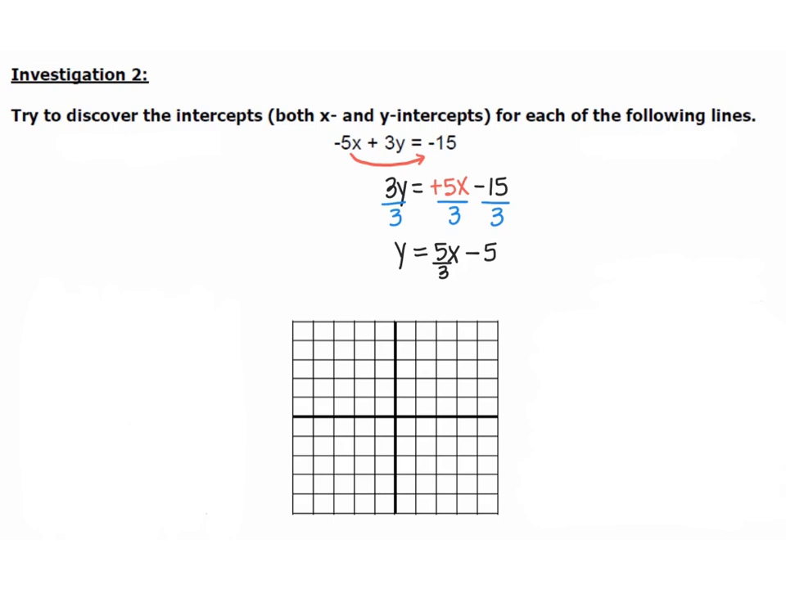We'll plot this by beginning at the -5 for the y-intercept or the b value, and then counting up 5 and over 3. We'll only be able to do this once on this graph, so we'll draw a line through those 2 points and put arrows on either end. Now we can see that our x-intercept is 3, and our y-intercept is -5.